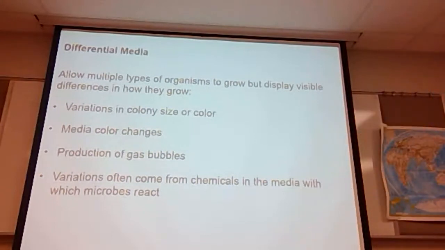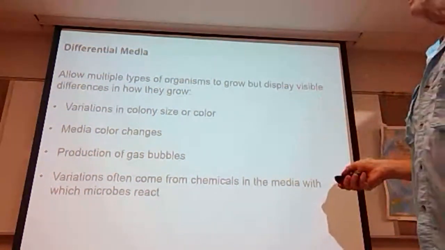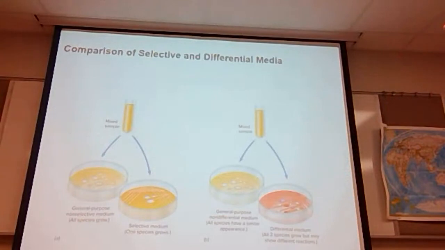And these variations will often come from chemicals in the media with which the microbes react. So a particular chemical reacts a very particular way with a certain microbe, producing a particular color. Then you can extrapolate that your organism is this because of that particular color change.